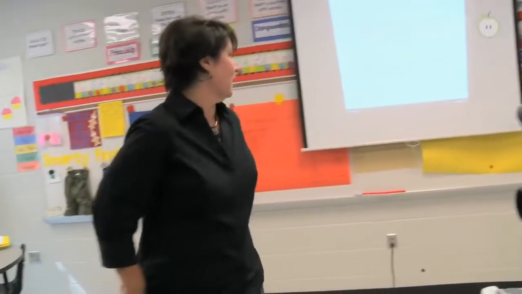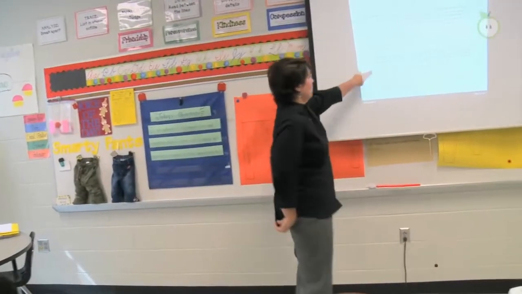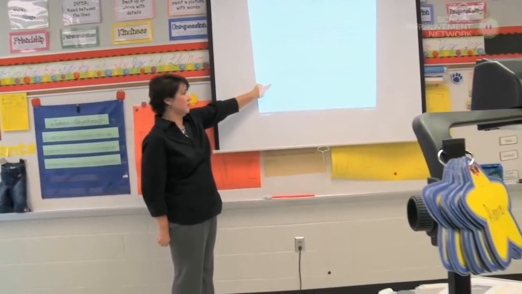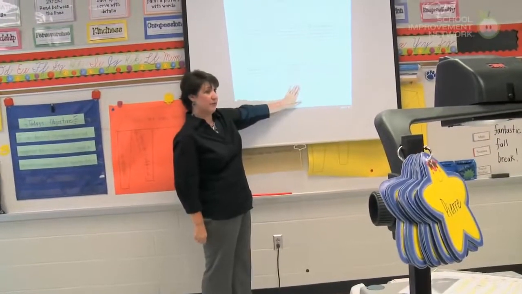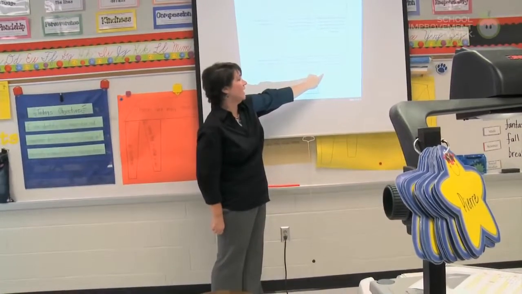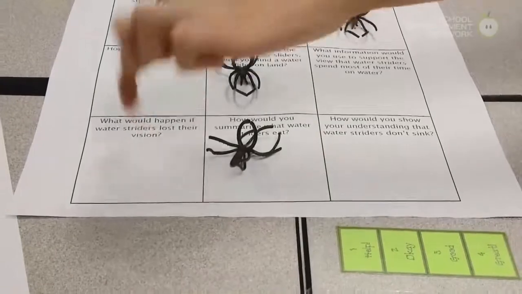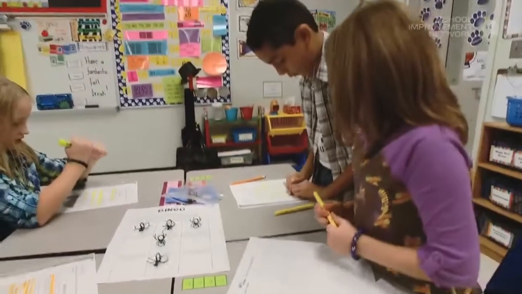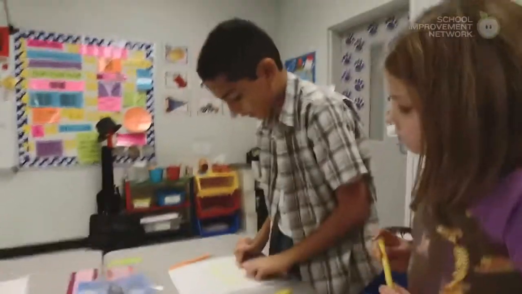Next row, here we go. Bottom row, bottom row. What would happen if water striders lost their vision? You should already have this one answered. And how would you show your understanding that water striders don't sink? Go. On this one, it's lost their vision. On paragraph 5, water striders also have very good vision and can move.